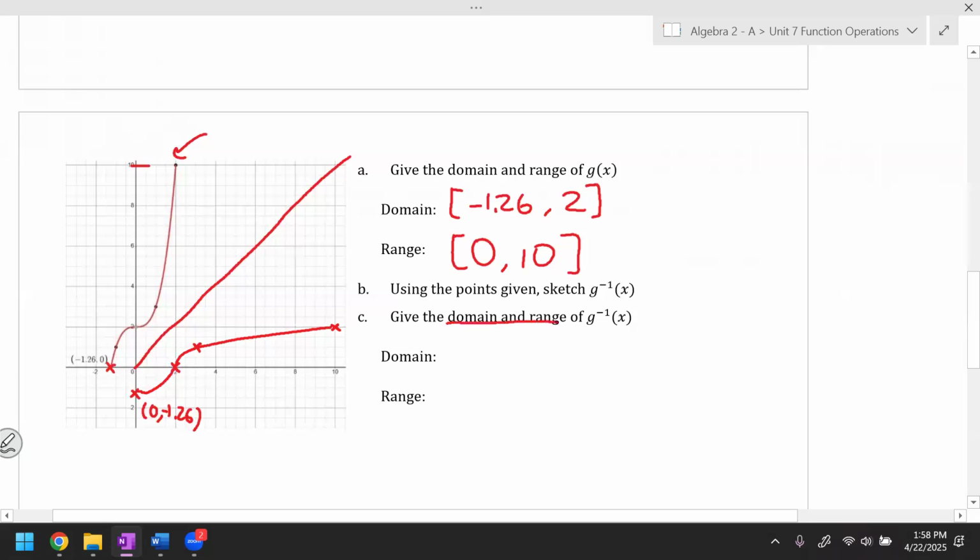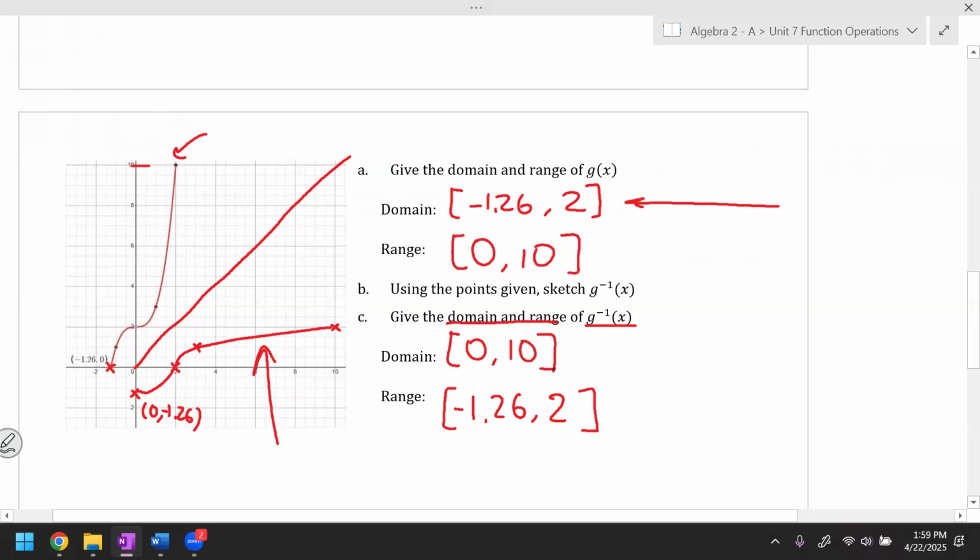Now we're asked for the domain and range of the inverse. Well, I could just read it off the graph. But if I'm clever, I can remember that if I'm switching all of the x's and y's, then logically the domain and range should just switch as well, right? So the domain of g is negative 1.26 to 2, which means that the range of this new thing is that. So the domain becomes the range of the inverse. And in turn, the range becomes the domain of the inverse.